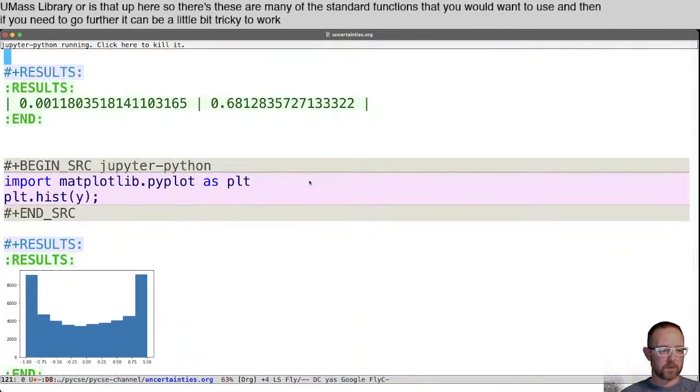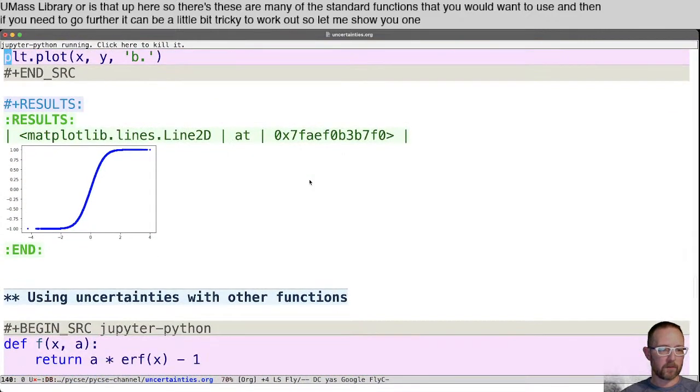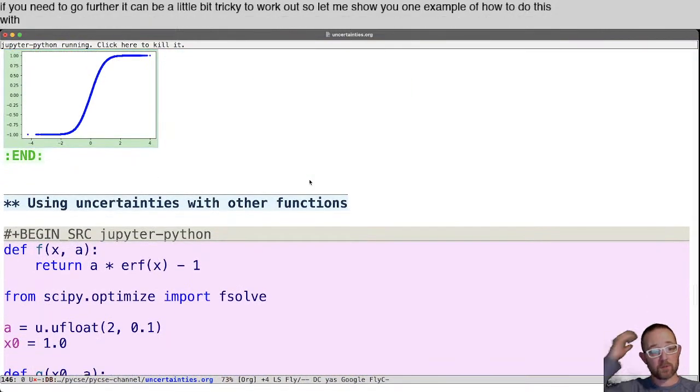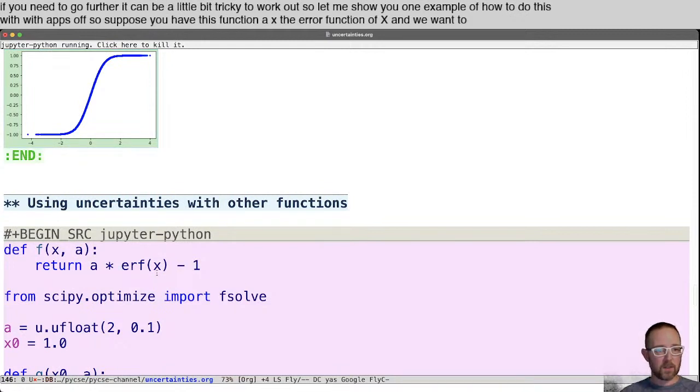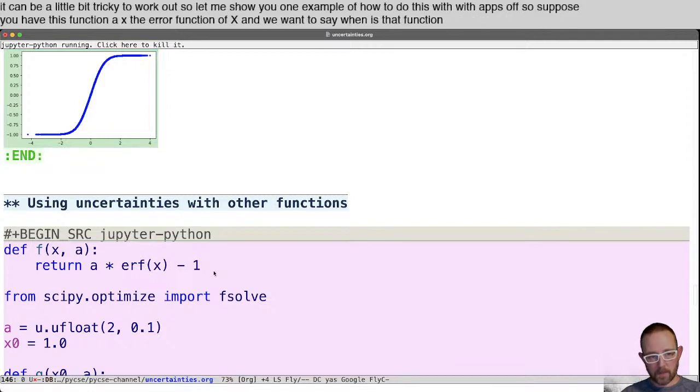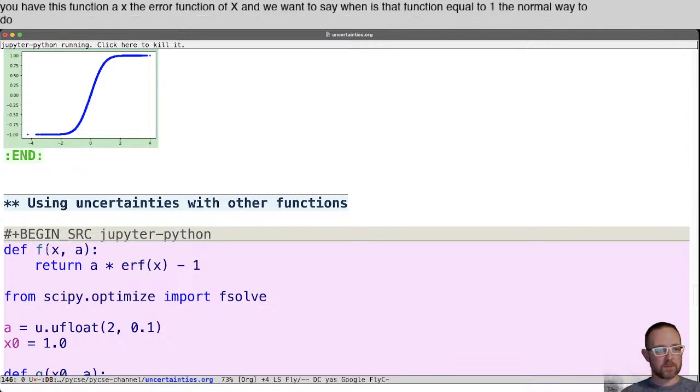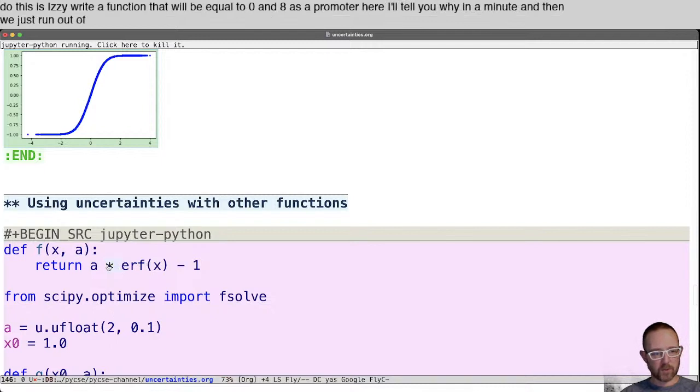So let me show you one example of how to do this with fsolve. Suppose you have this function a times the error function of x, and we want to say when is that function equal to 1. The normal way to do this is you write a function that will be equal to 0, and a is a parameter here. I'll tell you why in a minute. And then we just run fsolve, and it finds a value of x that makes this equal to 0.